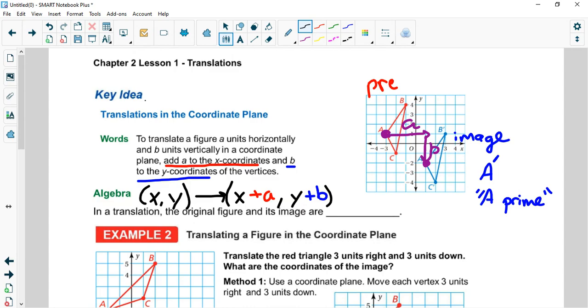This notation tells us on a graph how far to move the point. It also gives us a way of identifying what the new coordinates are without the need of a graph. So that's part of why we do this. We don't always need a graph to figure this out.